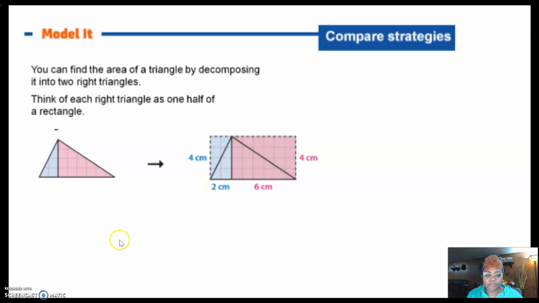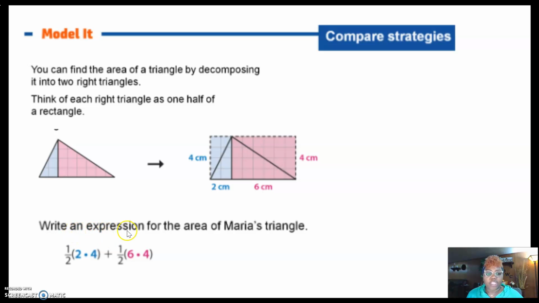Let's take a look. So now we're going to write an expression for the area of Maria's triangle. So here we've put in our dimensions, our base and our height that we pull from the blue side of our triangle, and our dimensions from the pink side of our triangle. So 1/2 simply means that after you multiply, and that's what we've been doing since last week, multiplying the length and width or base and height, you actually have to take half of it, divided by 2, okay?